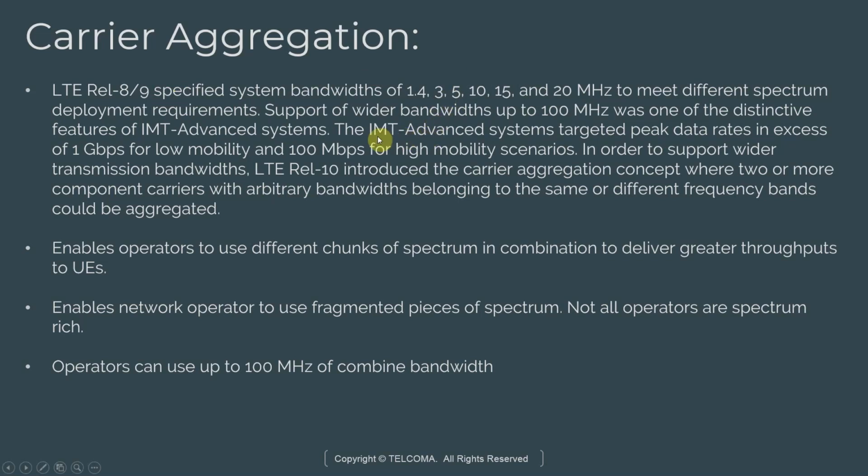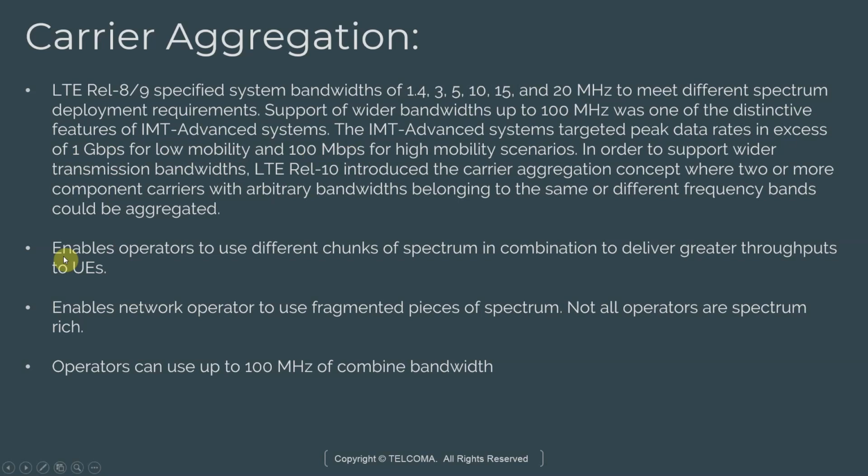And it was devised to meet the specs laid down by IMT. And IMT is a body that works in conjunction with 3GPP to define specs and requirements for cellular systems. So they had laid down a requirement of data rates of 1 gigabit per second for low mobility and about 100 for high mobility. So carrier aggregation is able to meet those demands, and how it's able to meet that we will see in a little bit here.